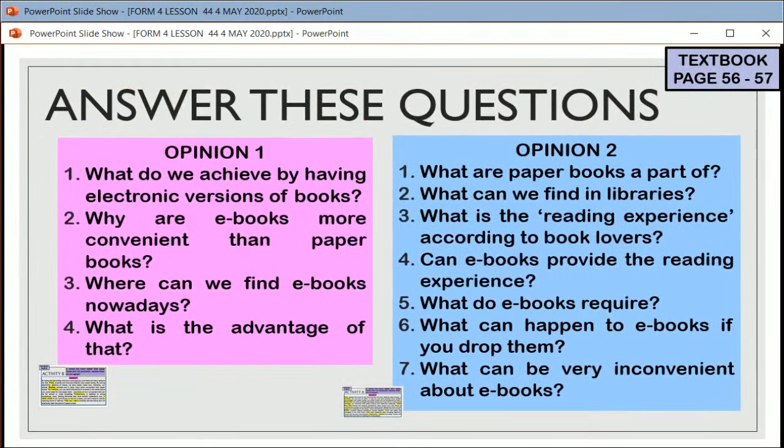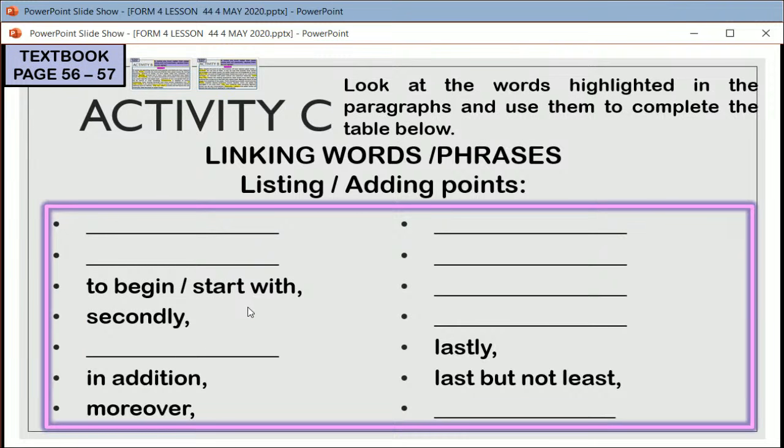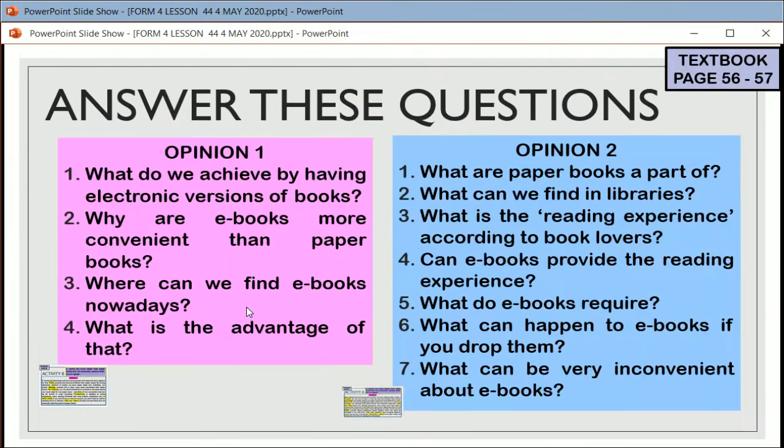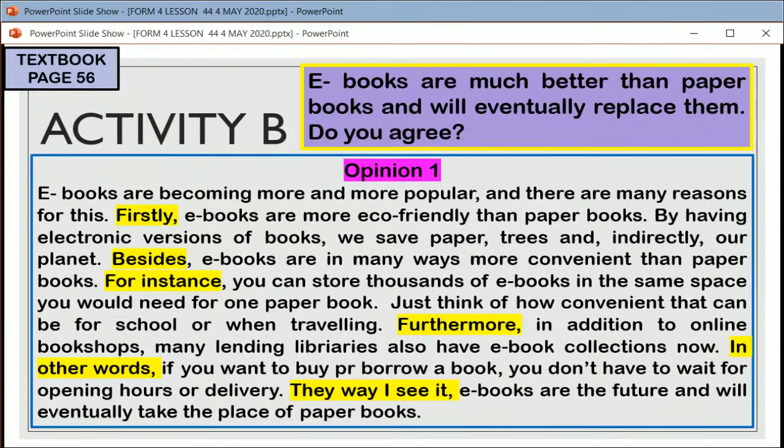Right. And then the last question, what is the advantage of that? The question here is about finding the ebooks in the online shops and also the lending libraries. What is the advantage of that? Sorry, I'm going backwards. Okay. What is the advantage of having the online bookshops and lending libraries? All right, Brian, got it, noted.